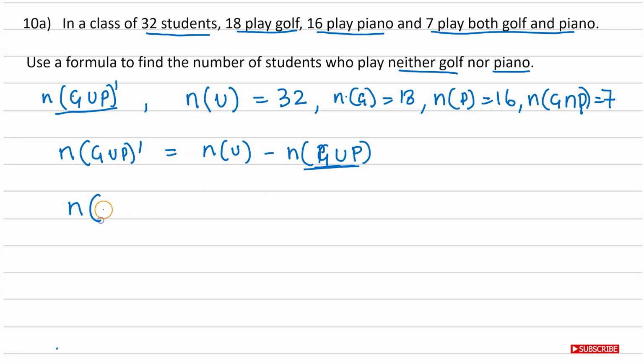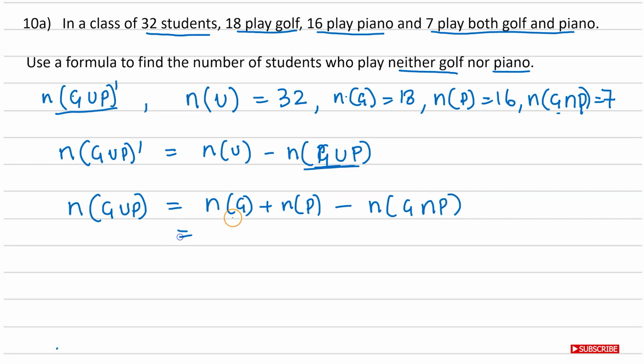Now to get that, we need this formula. The number of people who play golf or piano, G union P, is equal to the number of people who are playing golf plus the number of people who are playing piano, take away this intersection because we don't want to count these 7 people twice. So take away the number of G intersection P. That's equal to 18 plus 16, take away 7, and this gives you 27.